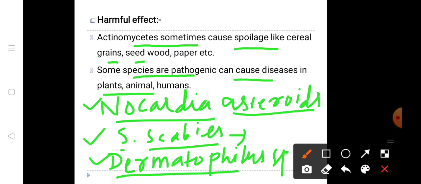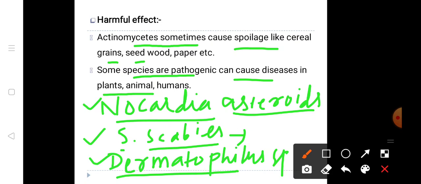Then we have seen the general characteristics. The cell wall is made up of peptidoglycan. They have high G plus C content. They produce a volatile compound named geosmin, which means earthy smell. And in nutrition we have seen that they are heterotrophic, deriving nutrients from dead and decaying material.